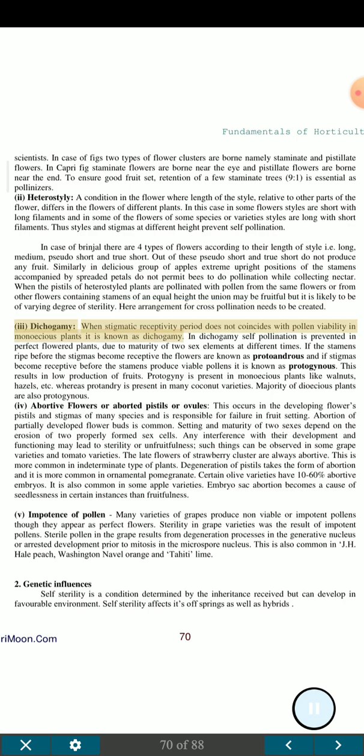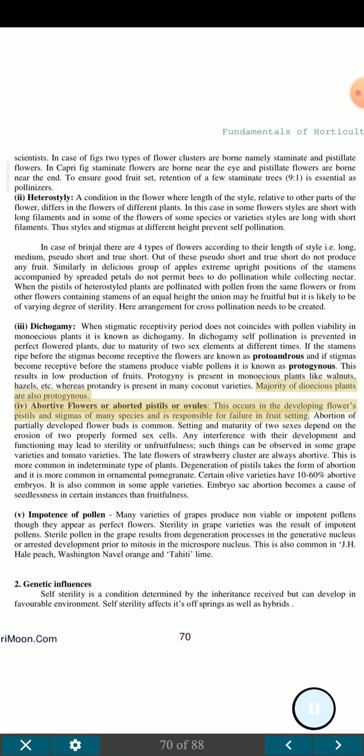E. Dichogamy. When stigmatic receptivity period does not coincide with pollen viability, it is known as dichogamy. In dichogamy, self-pollination is prevented in perfect flowered plants due to maturity of two sex elements at different times. If the stamens ripen before the stigmas become receptive, the flowers are known as protandrous, and if stigmas become receptive before the stamens produce viable pollen, it is known as protogynous. This results in low production of fruits. Protogyny is present in monoecious plants like walnuts, hazels, etc., whereas protandry is present in many coconut varieties.